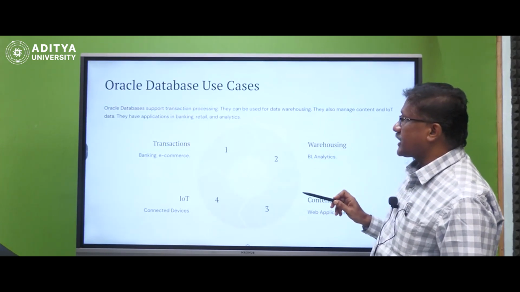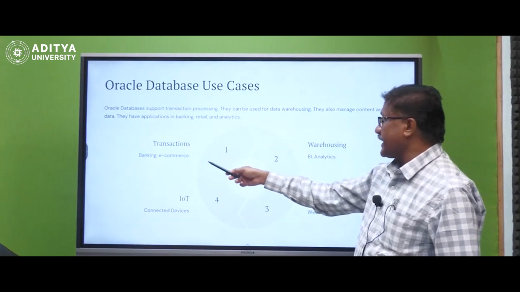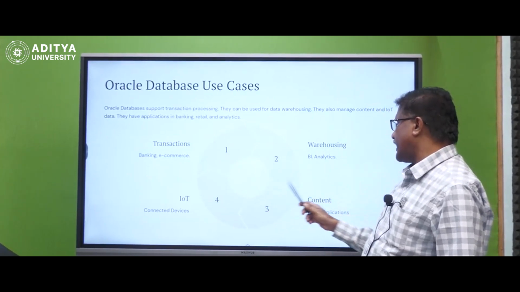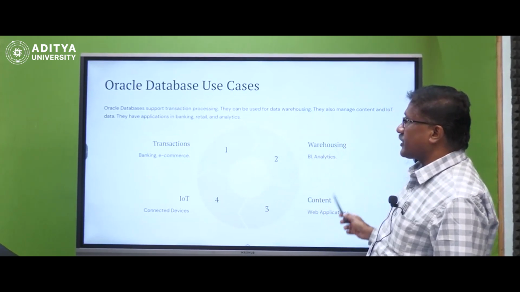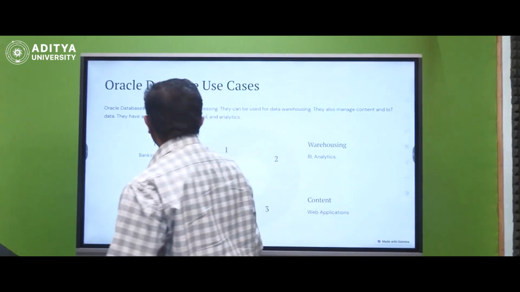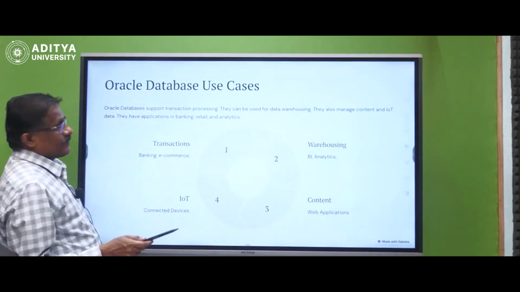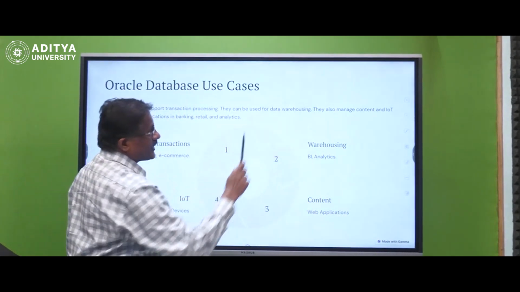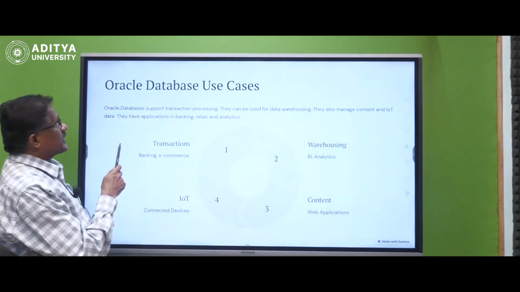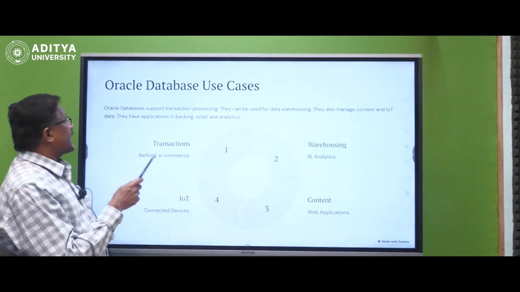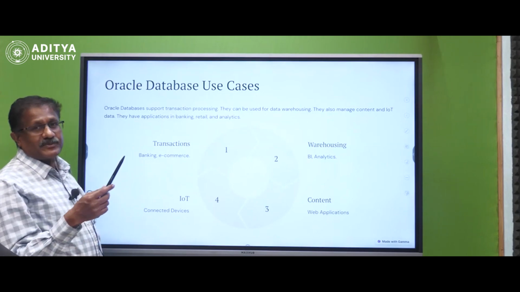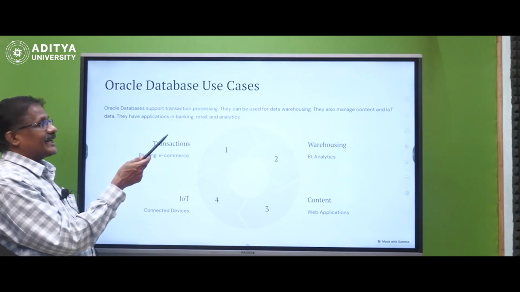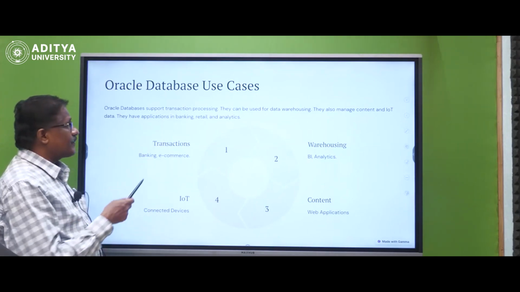So, Oracle database use case diagram. If you see here: transaction, warehousing, IoT, content. If you put up these particular things, it supports transaction processing. That means it can be used for data warehousing. It also manages content and IoT data. There are different types of applications, especially for banking, retail, and analytics across various sectors.